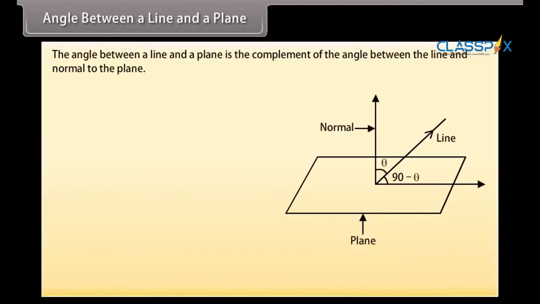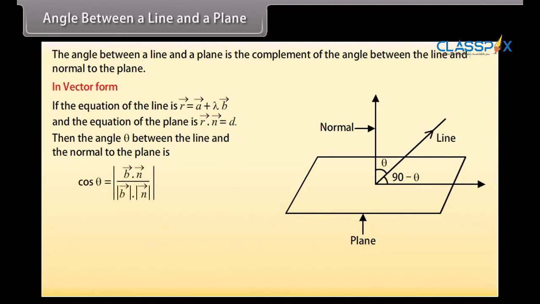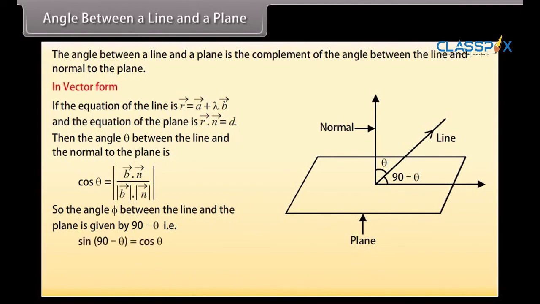Angle between a line and a plane. The angle between a line and a plane is the complement of the angle between the line and the normal to the plane. In vector form, if the equation of the line is vector r equals vector a plus lambda vector b, and the equation of the plane is dot product of vector r and vector n equals d, then the angle theta between the line and the normal to the plane is cos theta. So the angle phi between the line and the plane is given by 90 minus theta, that is, sin of 90 minus theta equals cos theta.